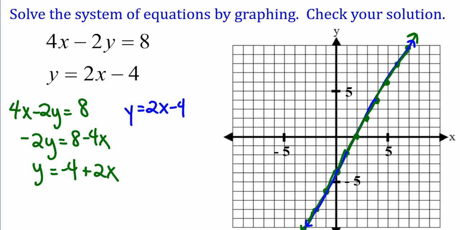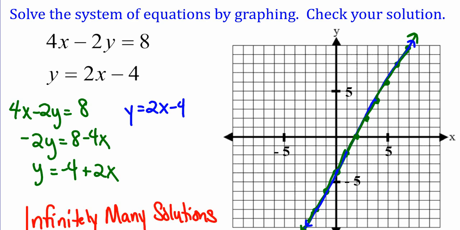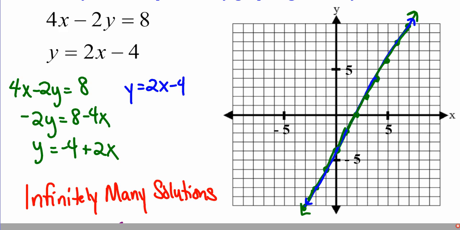Well, what do you notice? They had the same y-intercept. They had the same slope. Essentially, they are the same line. So, how many places are they equivalent to each other? Every single place that they're touching is a solution. They are equivalent. So how many points are on a line? Well, we have an infinite amount. Therefore, we have infinitely many solutions.